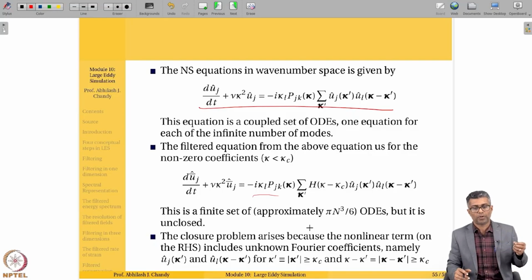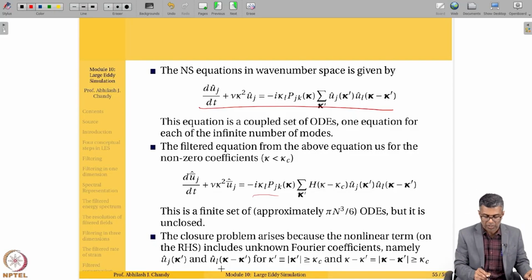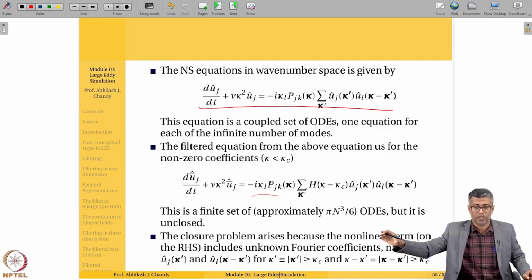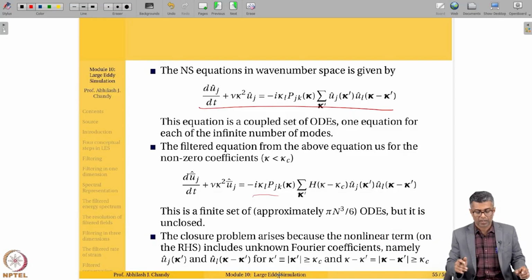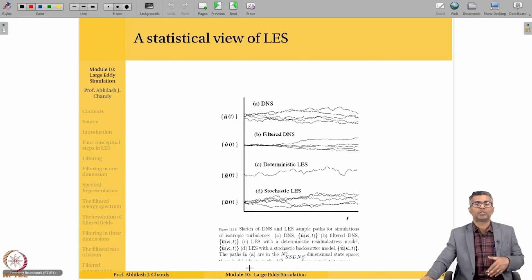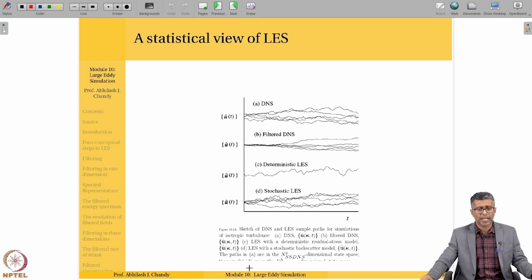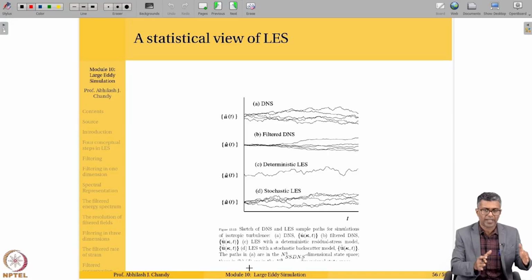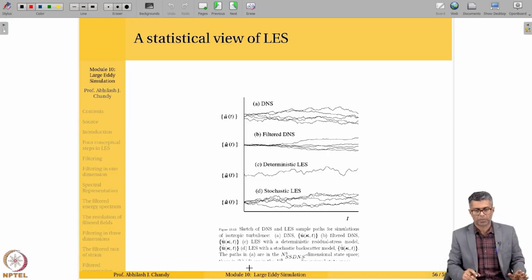The closure problem arises because of the nonlinear term, which includes unknown Fourier coefficients, namely for everything that is greater than kappa c. That is the residual field, right? For everything greater than kappa c, you don't know what these values are. Okay, so that is where the LES equations come in and you solve for that. Closure is achieved. So for full closure, we are just providing the LES equations in wave number space.